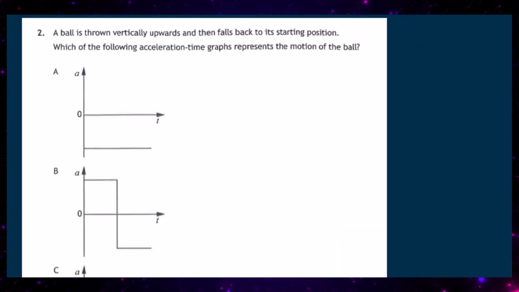Question 2. A ball is thrown vertically upwards and then falls back to the starting position. Which of the following acceleration time graphs represent the motion of the ball?